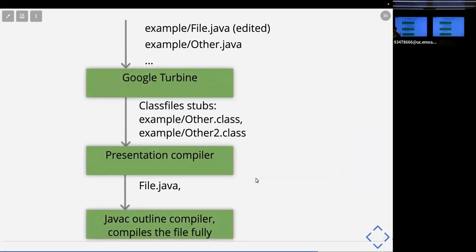Okay, so how does it work? We have a lot of Java files, for example, in a project. We put all of those files into Go Turbine. It creates those class file stubs in memory, and then it gives them to the presentation compiler we wrote.